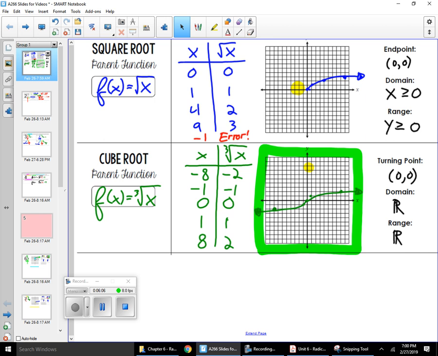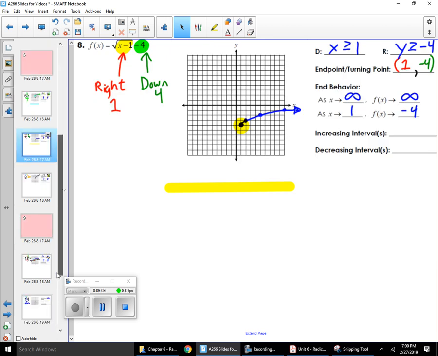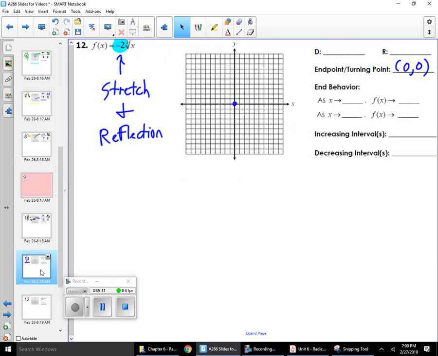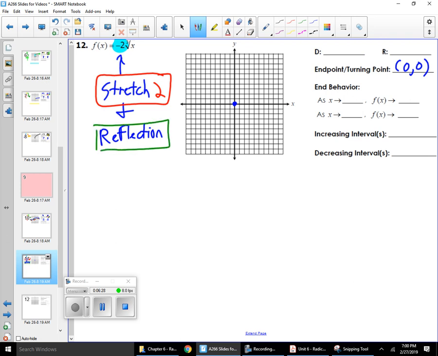So we can use that same idea to help us sketch this cube root function, except instead of up 1 or down 1, I have a stretch of 2. So I'm going to go up 2 and down 2. Putting that together with the reflection, instead of going up and to the right, I'm going to go down and to the right. So I can stretch 2 and go to the right 1. On the other side, I can also move up 2 and to the left 1.